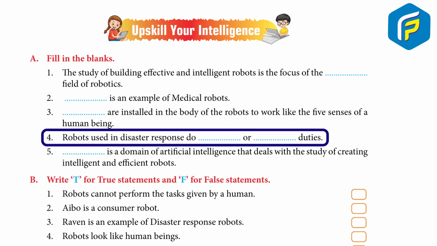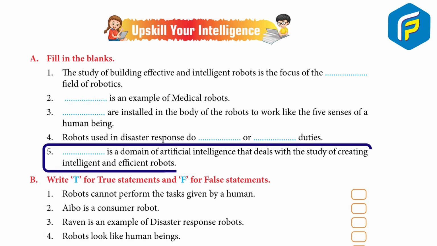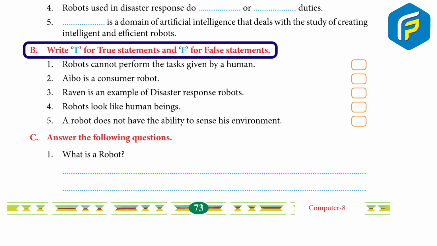4. Robots used in disaster response do blank or blank duties. Answer: Hazardous or dangerous. 5. Blank is a domain of artificial intelligence that deals with the study of creating intelligent and efficient robots. Answer: Robotics. B. Write T for true statements and F for false statements.